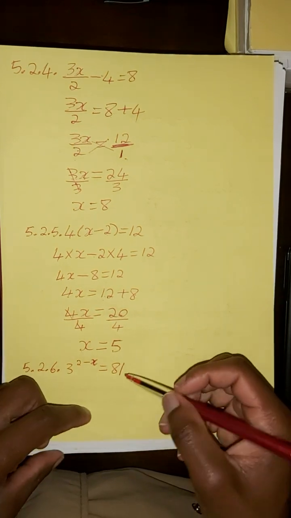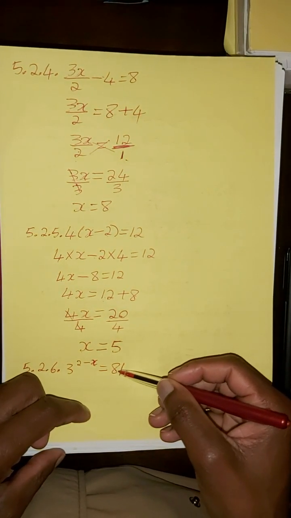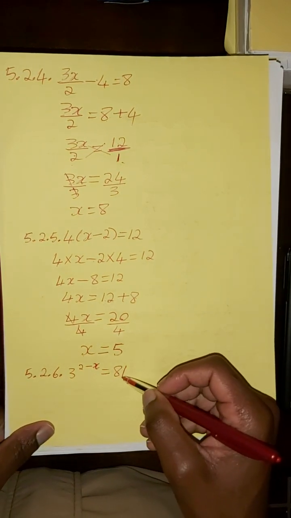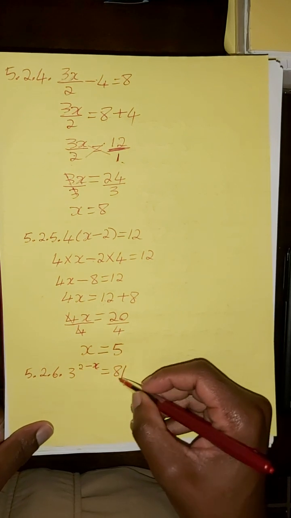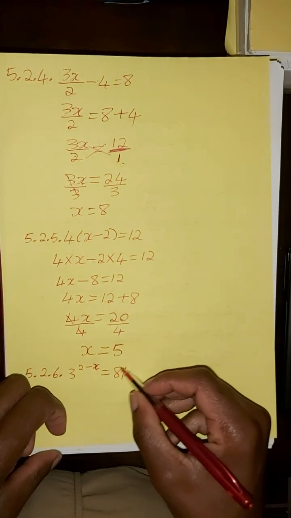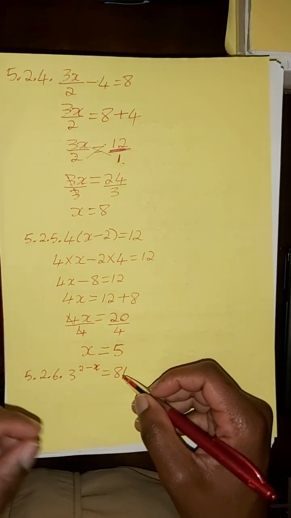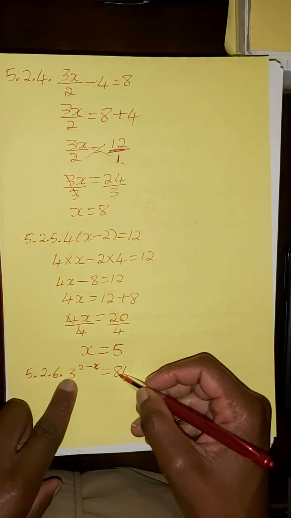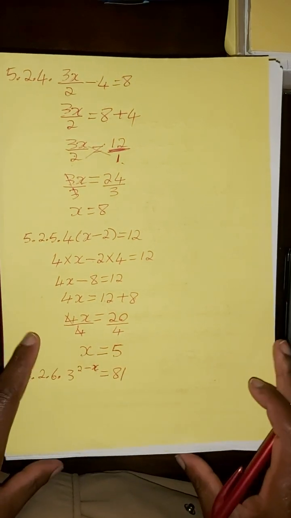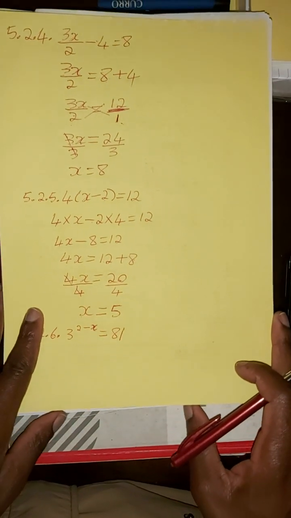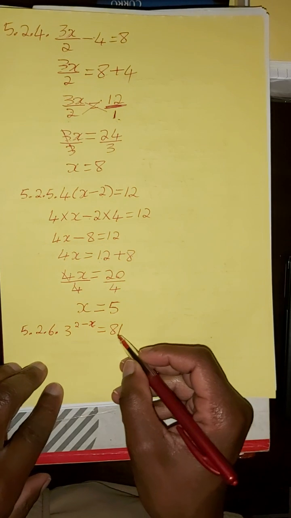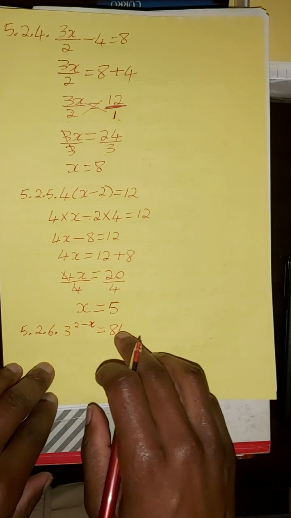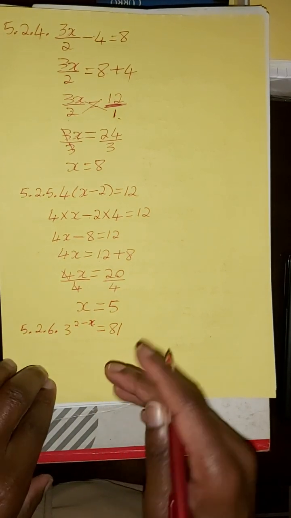What is the problem? The problem is that on this side, we do not have the base of 3. We just have a number that is 81. And we have to convert this number into an exponential number, meaning that it has to have the same base as this one, which is 3, to the power of a certain number, all right? So that's what we're going to do. We're going to change this 81 into an exponential value that has the same base as this one.